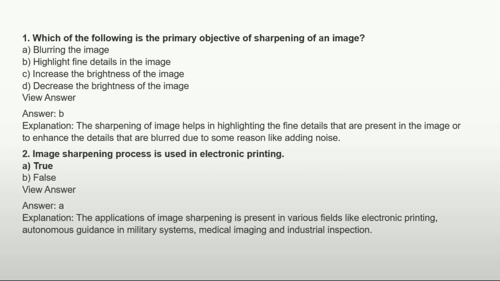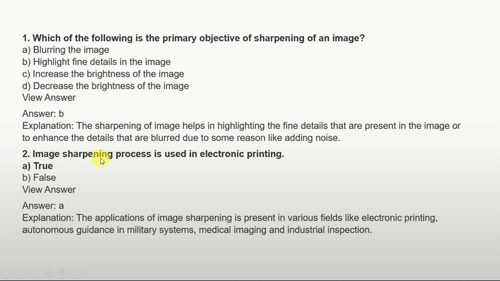So our new topic is image sharpening. That is also a very useful and very important topic of digital image processing, and many of the questions can arise from this topic as well. So which of the following is the primary objective of sharpening of an image? Options are blurring of image, highlight fine details in the image, increase the brightness of the image, decrease the brightness of the image. So the answer is option B, that is highlight fine details in the image.